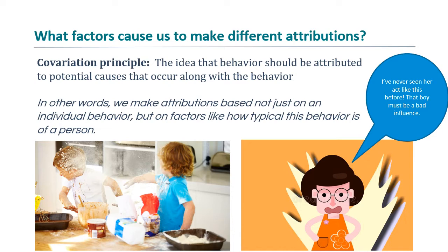So in this example, this girl is throwing flour at this boy, and mom comes along and says, "I've never seen her act like this before. That boy must be a bad influence." So she's looking not just at what her child has done, but how typical this behavior is. And if it's not typical, then what is distinctive about this situation?